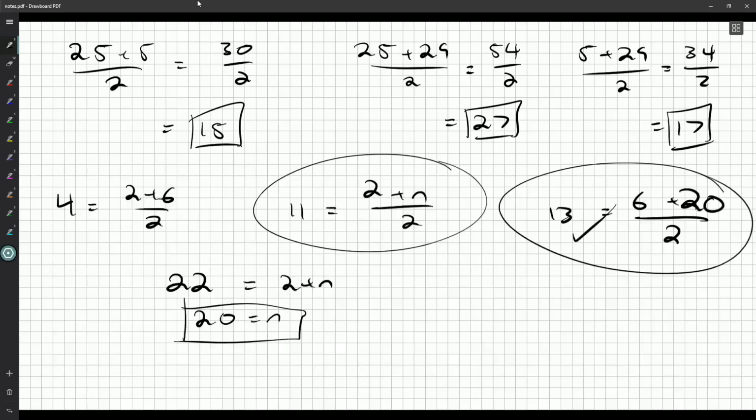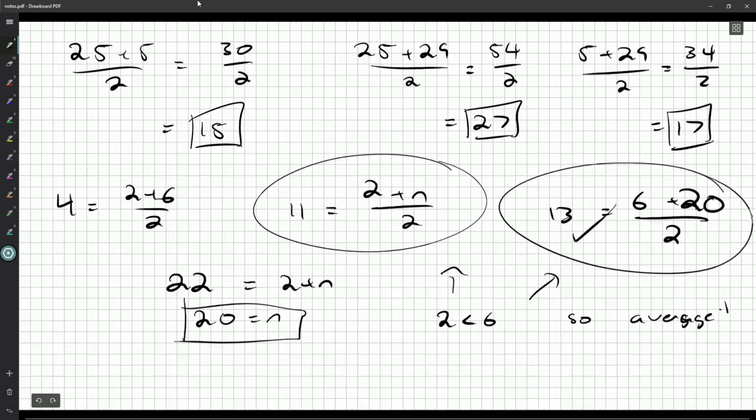Okay? If you did want to write something down just because, well, you might be a little paranoid, you might want to make sure you can get part marks in case this 20 is wrong, you could say 2 is less than 6, so averaged with n, we'll get the 11, which is less than 13. And you can say something like that, just a single sentence explaining why the 2 and the 11 go together and the 6 and the 13 go together is perfectly fine. Okay?